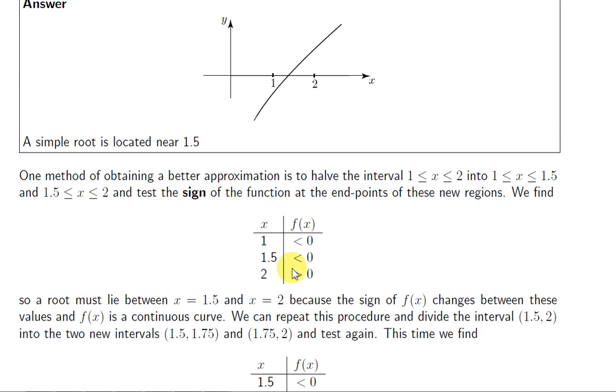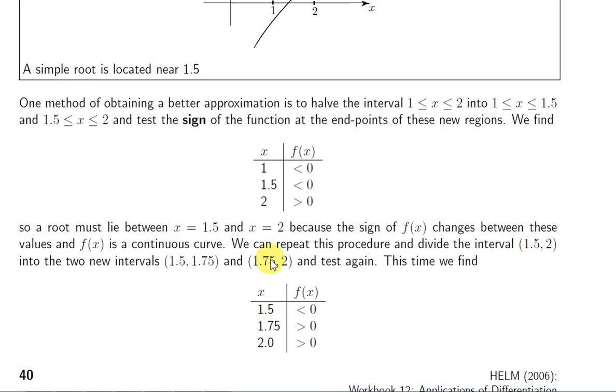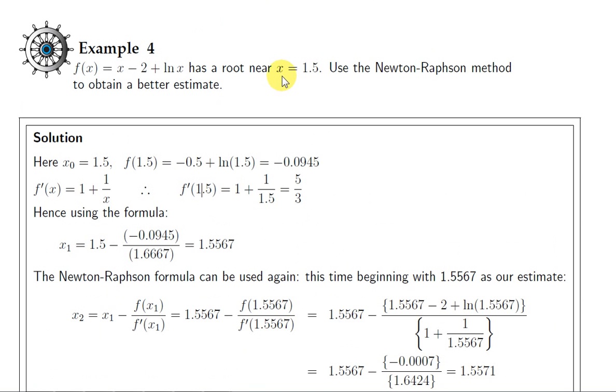Actually, we broke down the interval further and we saw that the function changed sign over the interval from x equals 1.5 to x equals 2, which means there's actually a root between 1.5 and 2. So we know there's a root near 1.5. So we're going to use 1.5 as our first estimate for the Newton-Raphson method. Notice that our first estimate is referred to as x0, but of course we could call it x1, it doesn't matter.